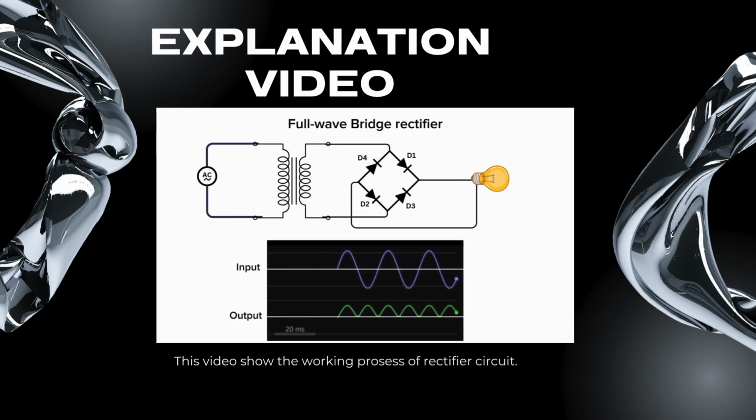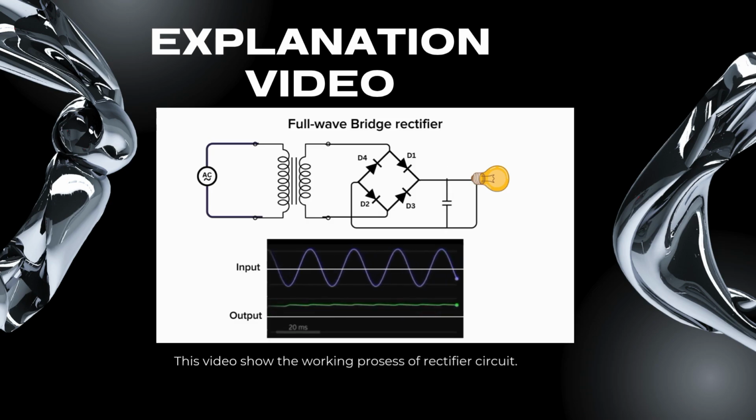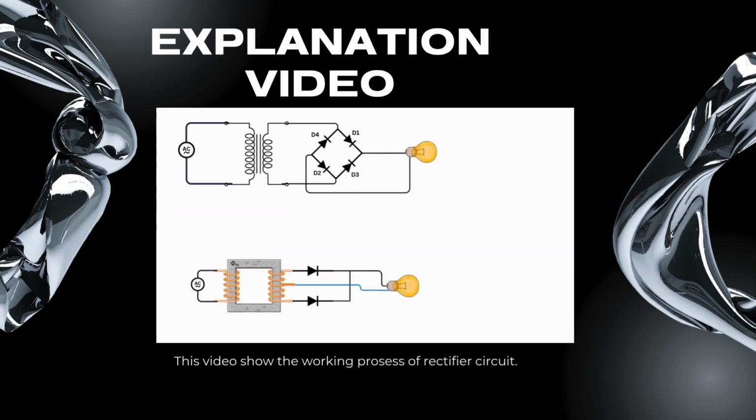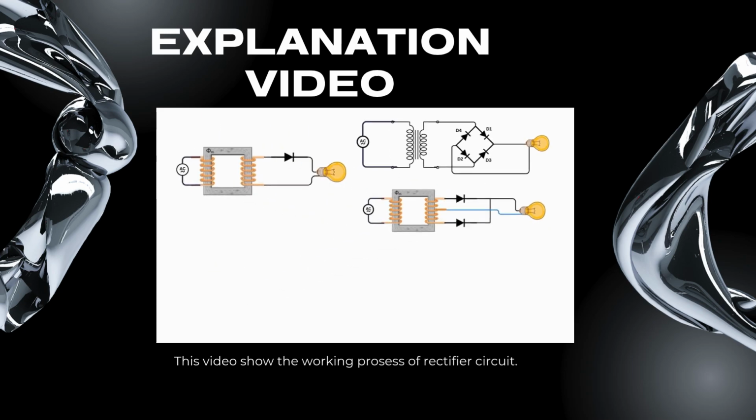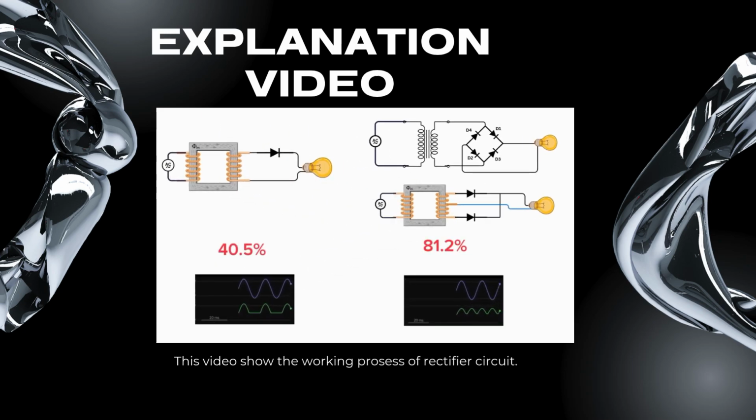To smooth out the pulsating DC voltage, a capacitor is often connected across the load, which helps to reduce the ripple voltage, resulting in a more stable DC output. Both types of full-wave rectifier circuits offer advantages over the half-wave rectifier, including higher efficiency and smoother DC output.